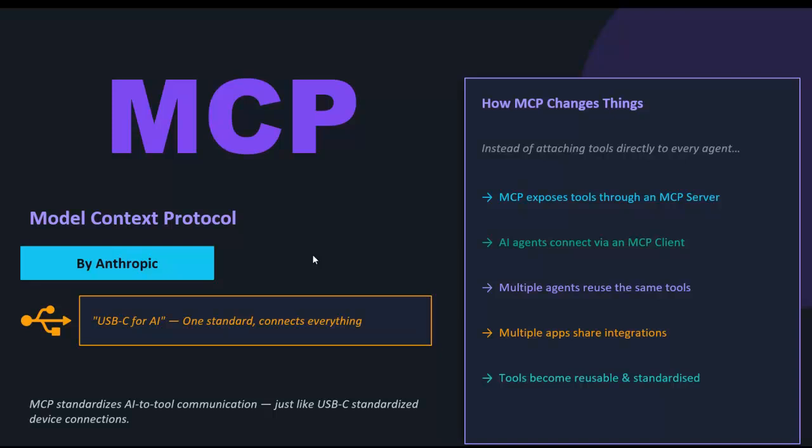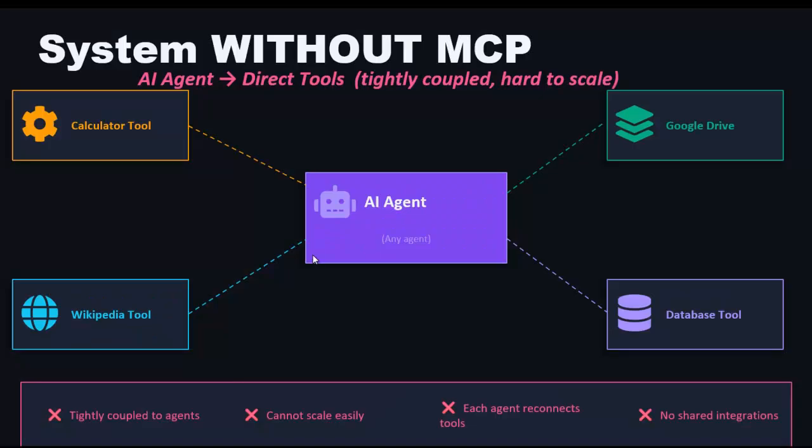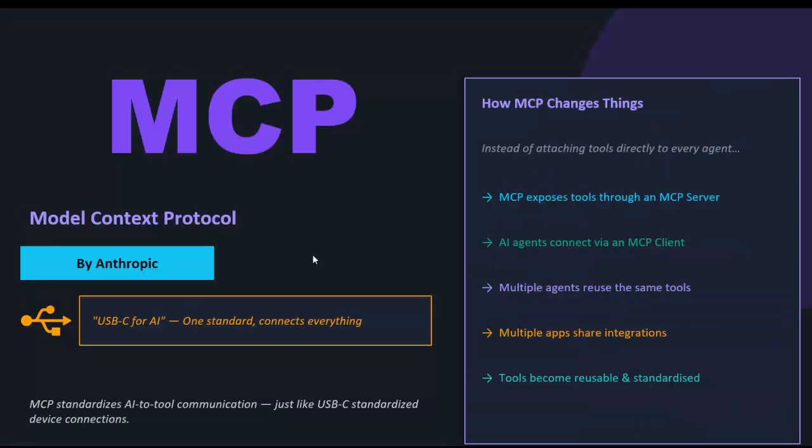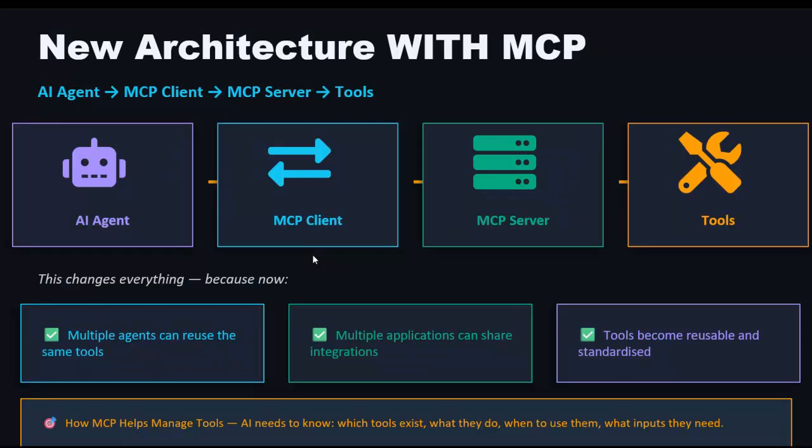So instead of directly attaching tools to every AI agent like this, MCP exposes tools through an MCP server. Then AI agents connect to those tools using an MCP client. Don't you worry, we will discuss the entire architecture shortly. So here you can see a system with MCP.